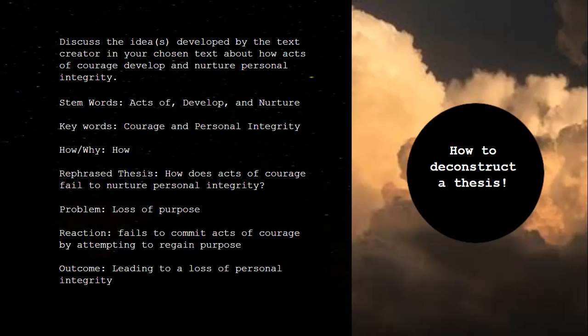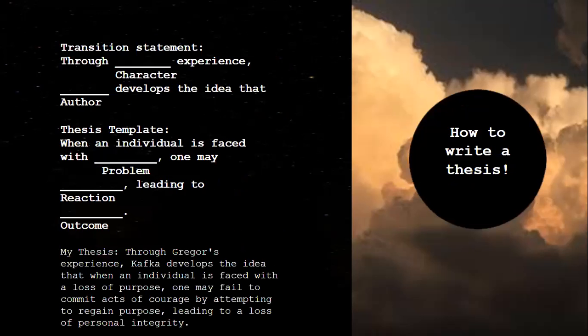The rephrased thesis is: how do acts of courage fail to nurture personal integrity? Then you would list out your problem, reaction, and outcome, or your main problem, reaction, and outcome that the character you have chosen is going through throughout the novel. So Gregor's problem is a loss of purpose. He reacts by failing to commit acts of courage by attempting to regain purpose, and his outcome is leading to a loss of personal integrity.